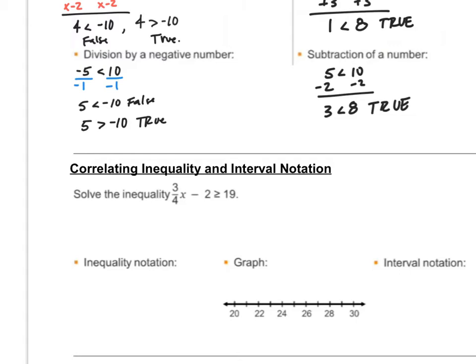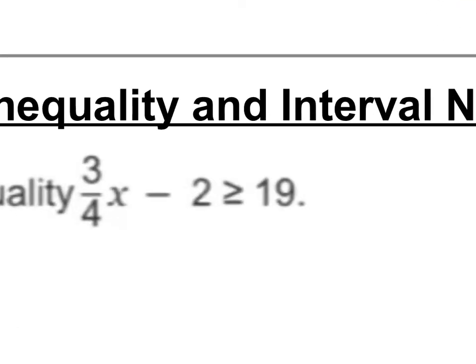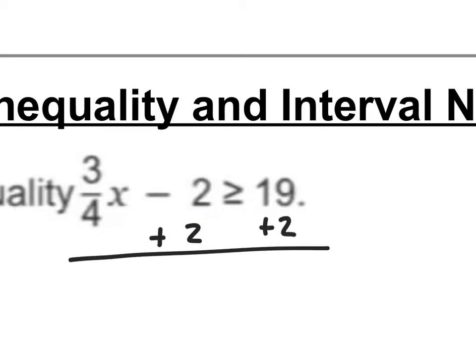So now, let's talk about some other notation. Let's actually solve this inequality here: 3/4 x minus 2 is greater than or equal to 19. I want to solve this inequality using the properties of equality, just like I would an equation. Just if I multiply or divide by a negative number, then we have to reverse the inequality. So the first thing I'm going to do is add 2 to both sides. So I get that 3/4 times x is greater than or equal to 21.